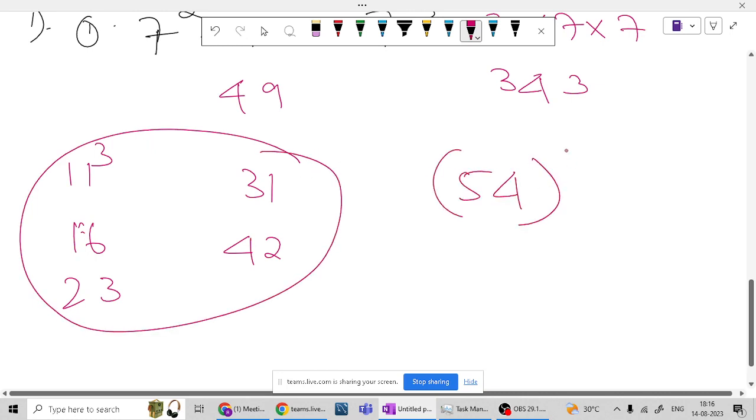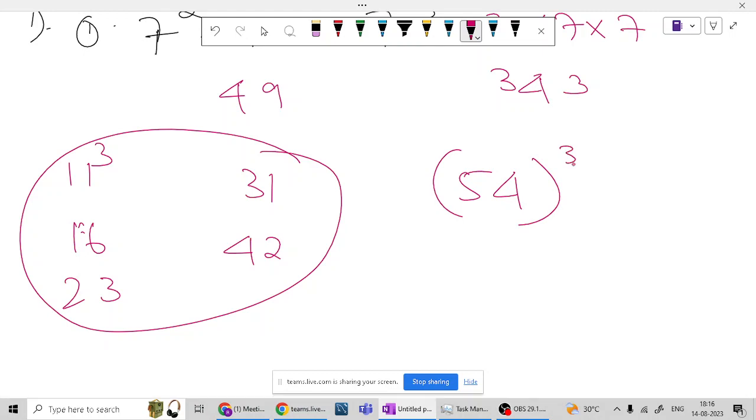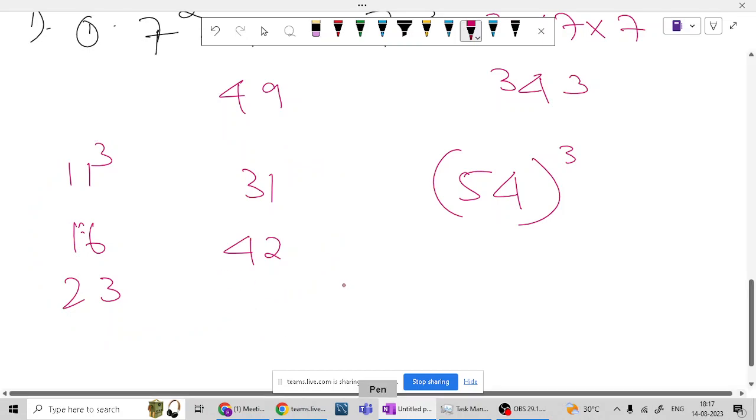Sir, you told us 10 cube is enough to memorize. Yes, 10 is enough to memorize by heart. Even I don't know these values. I know till 20 cube. That's it. Even I don't know what is 54 cube, what is 42 cube, how much is 31 cube. It is difficult to memorize.